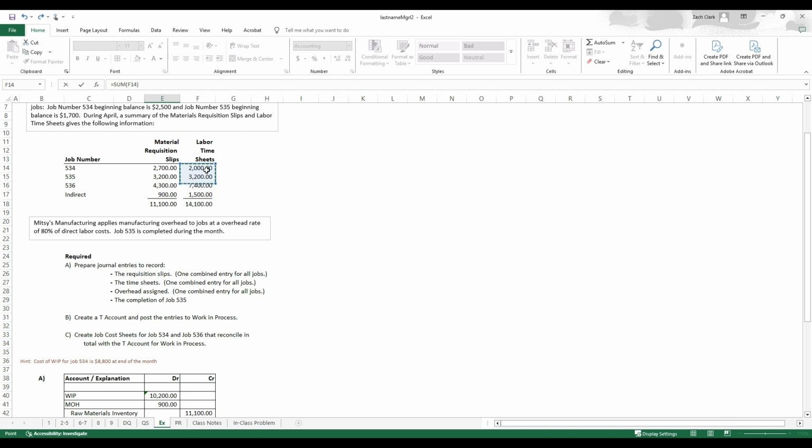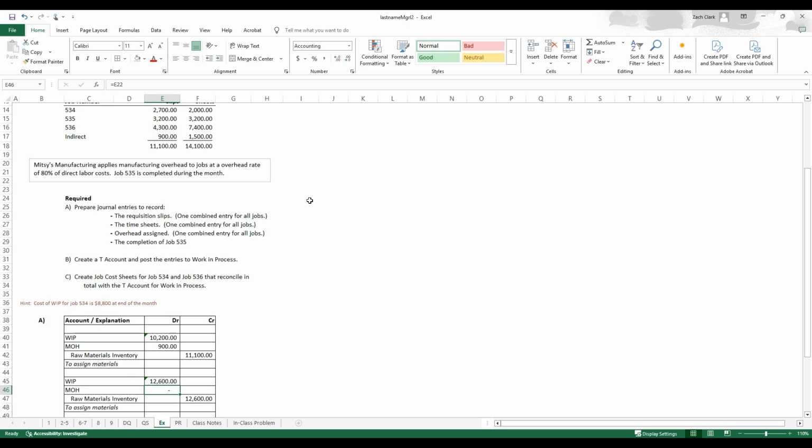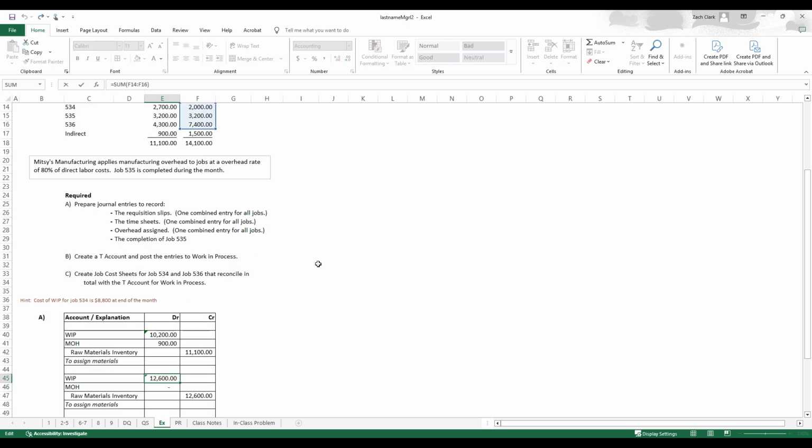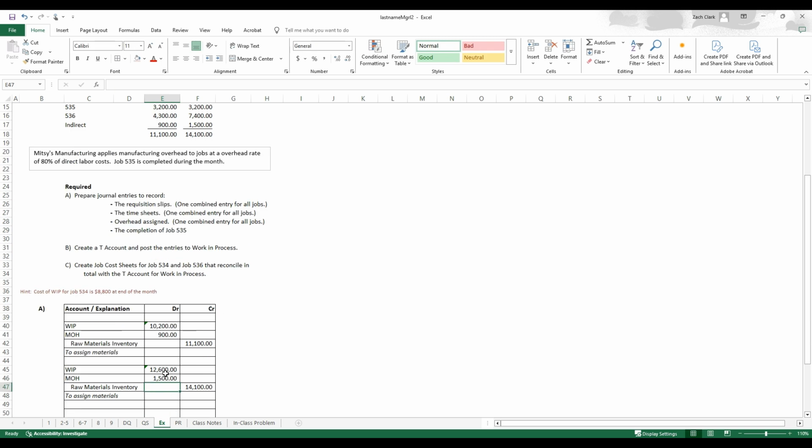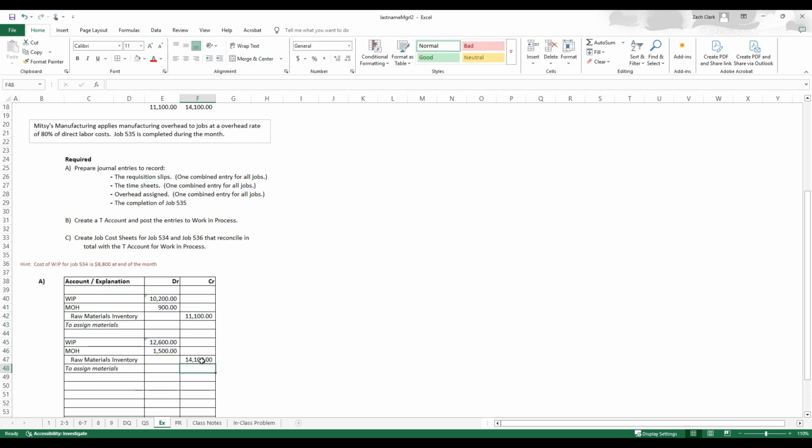We don't want the indirect, so we just want the direct stuff, the direct labor. So we'll highlight those three columns. 12,600 is our summation formula there. And then the indirect labor, 1,500. We'll pick that, and then our formula we just made down here, since we just copied and pasted this journal entry, just auto updates because it's already set. And we don't want to say assign materials, we want to say to assign labor. Alrighty, cool.